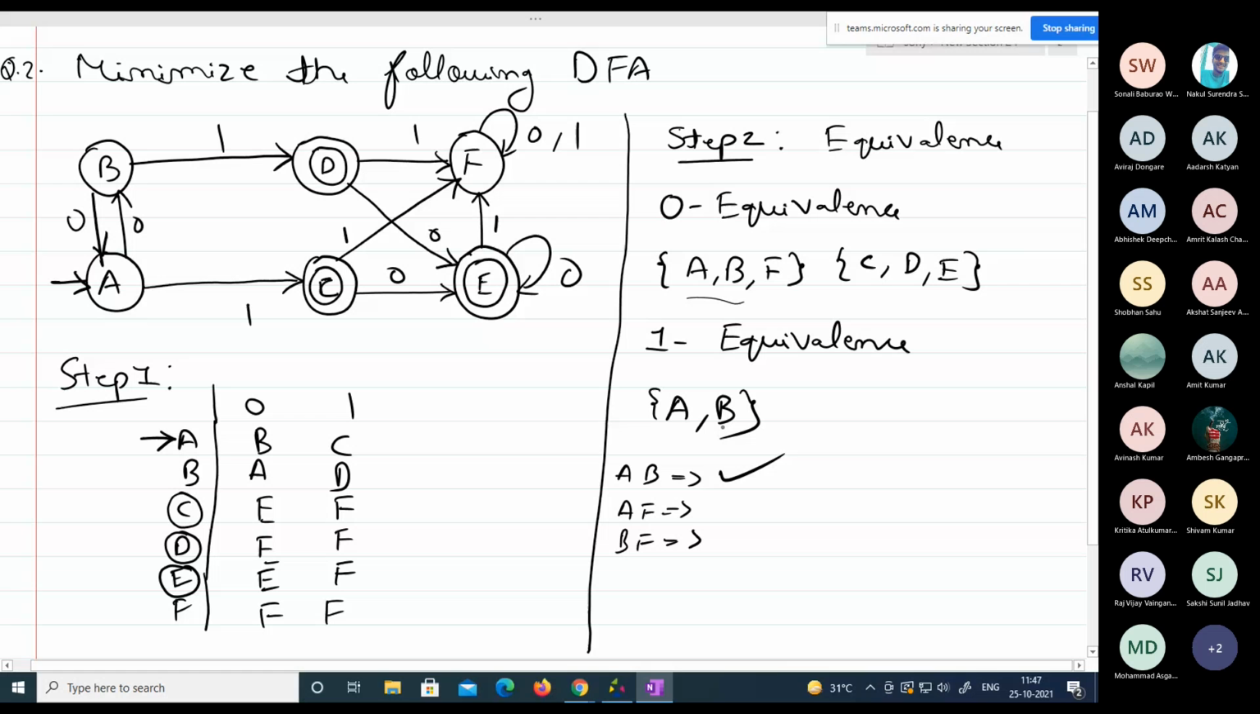Okay. Now, similarly, as you said, C, D, and E are in the same set, but F is not belonging anywhere. So I will prepare a new set for F, and I will include C, D, and E in the same set like this. Now I will compute two equivalents.